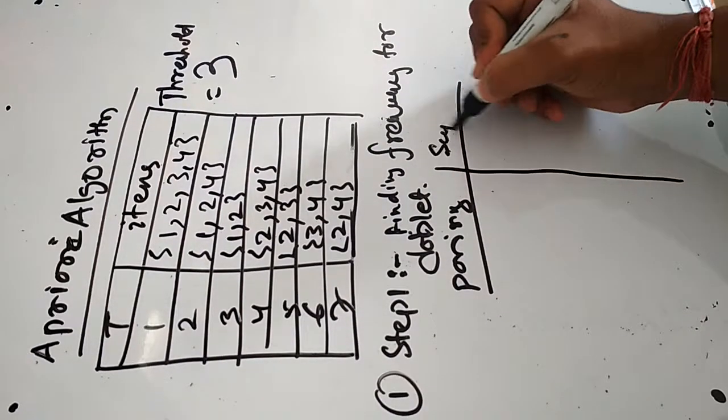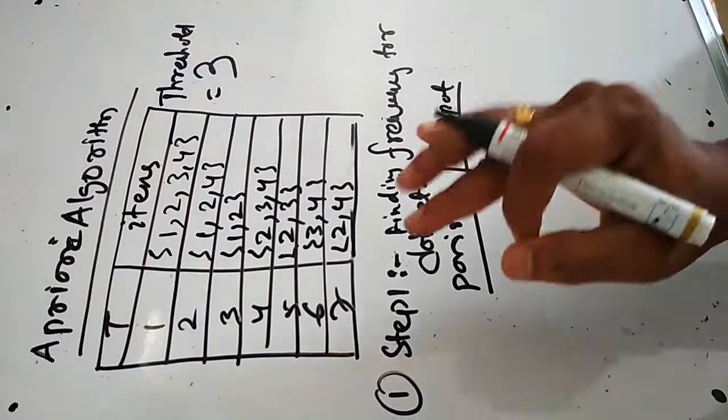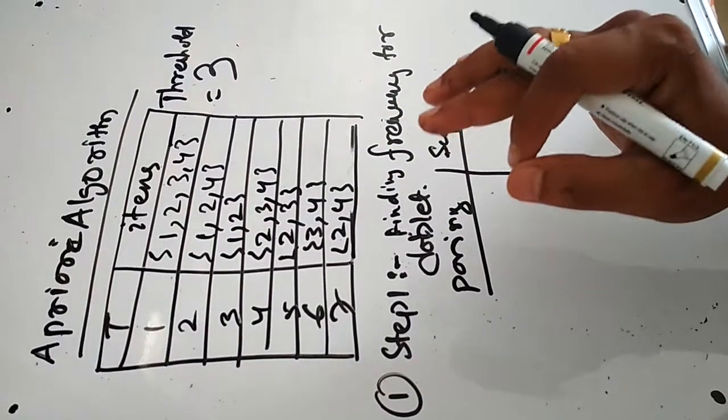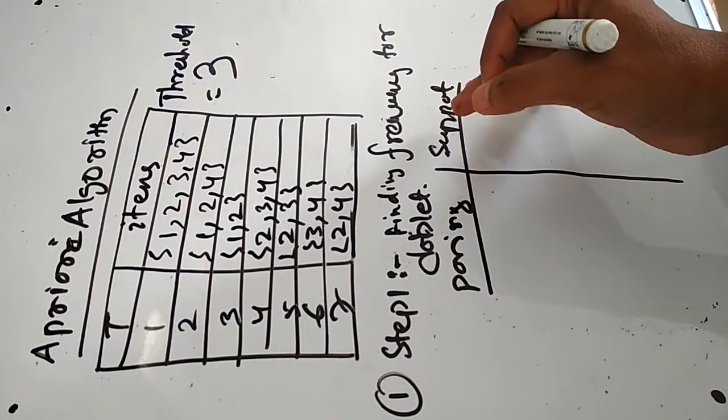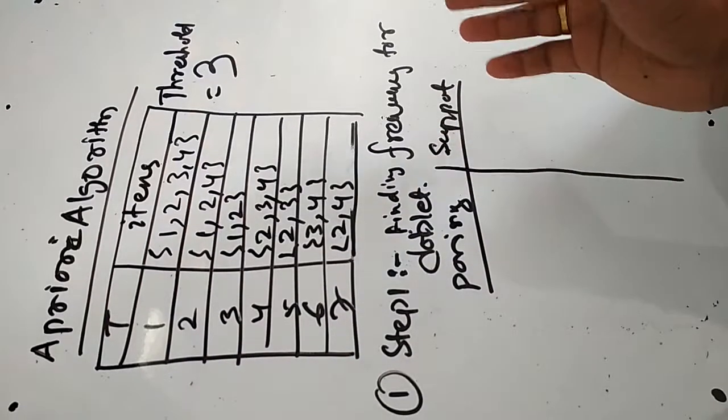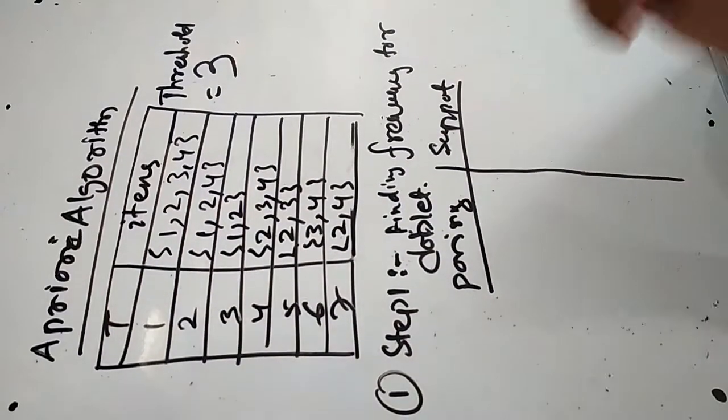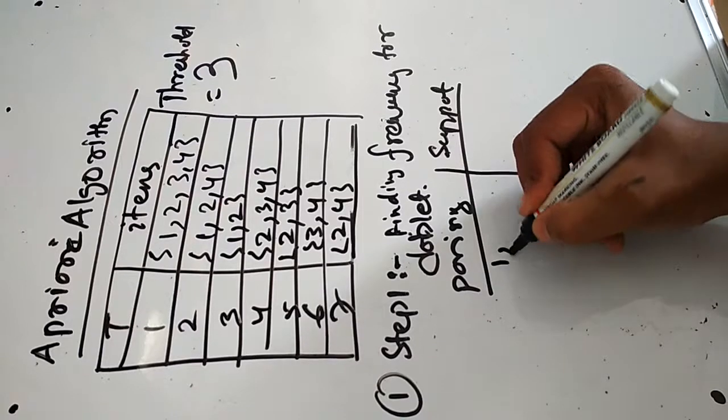Then what is the support? You have to pair them uniquely. Suppose we are pairing 1 comma 2, it means you should not have 2 comma 1, because the two items are the same only. Getting it? So 1 comma 2.